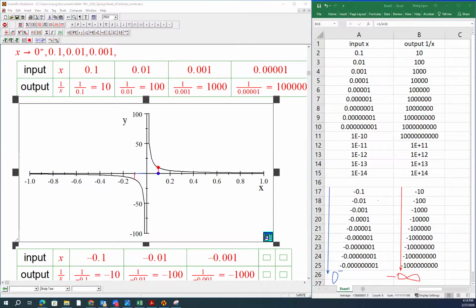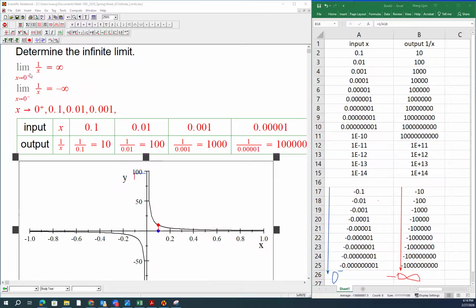When we express these two expressions, this top expression is the top process when we're approaching zero from larger than zero, and the bottom one is when x approaches zero from smaller than zero. Okay, and so that's how we observe the picture.